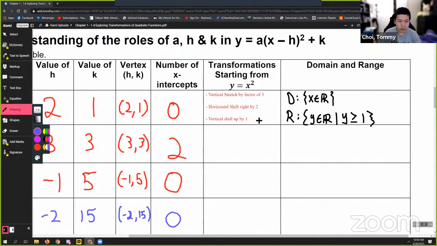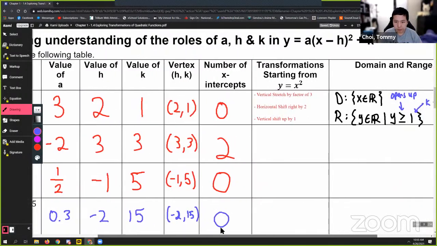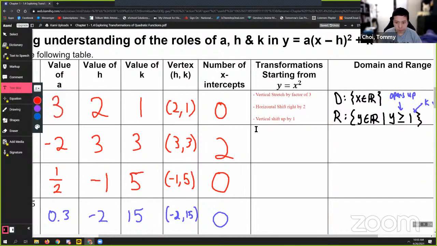Right? So I'll write it down here. Opens up. And then this is our K value. So the opposite would be true. Opens down is less than or equal to. So we'll do one more here.